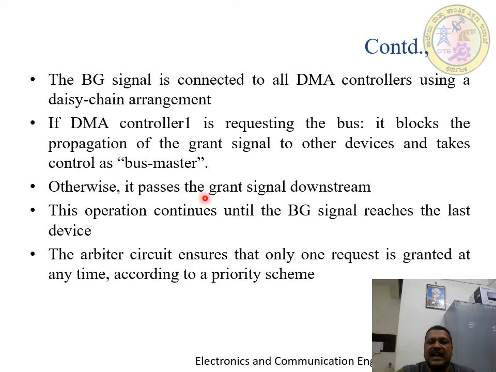Otherwise, it passes the grant. If it doesn't need the bus, the bus grant is passed on to the next device. This operation continues until the BG signal reaches the last device. So this is the concept.